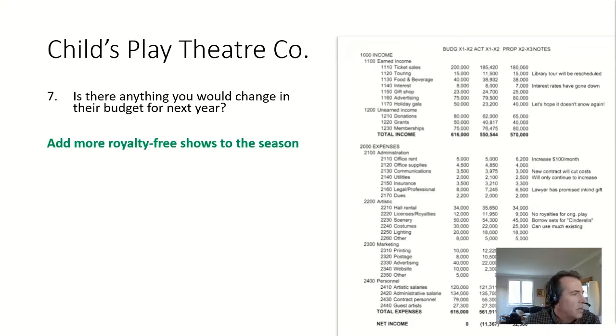Number 1 is add more royalty-free shows to the season. It looks like that will reduce their license fees. Let's see, where's license fees? There it is. So you see where it says no royalties for original play? I'd say they do more of that, and they can shave a couple of $1,000s off of each production. That's one small thing they can do.